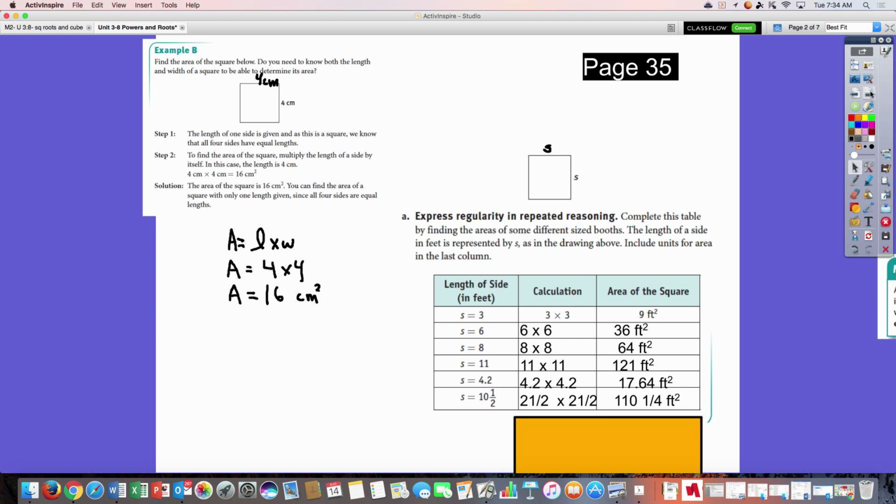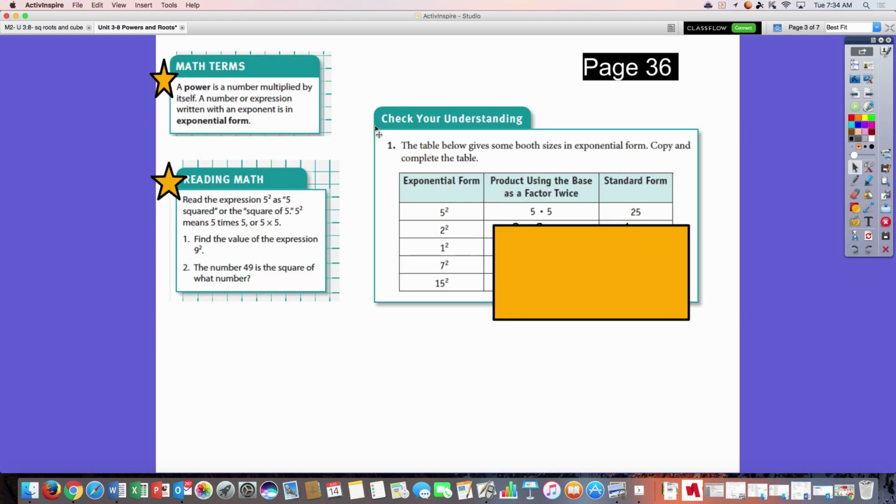You're making great progress. Let's go over to page 36. Put a star by this term and a star by this term. It says a power is the number multiplied by itself. So what I noticed on some of your guys' homework when you had this and you had 7 squared, some of you guys were going, oh, 7 times 2 is 14.